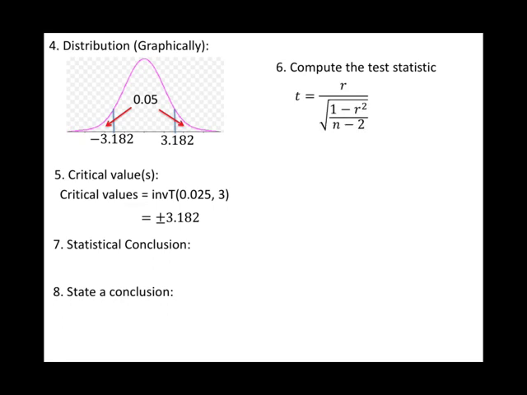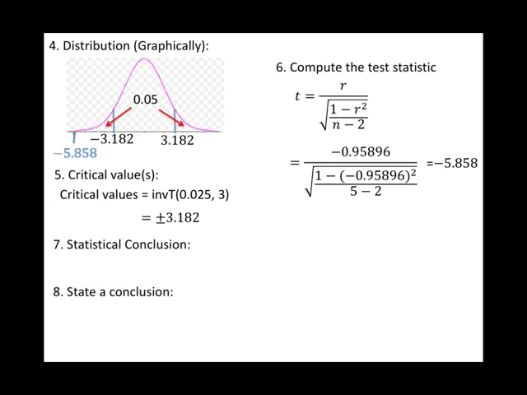Now, find the test statistic. Plug it in. You should get negative 5.858. So this is going to be the test statistic. Make sure you show me where your test statistic is located. It should be somewhere like here, right? So draw the conclusion and give me the reason.